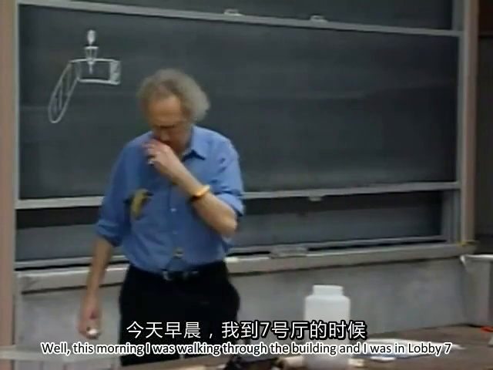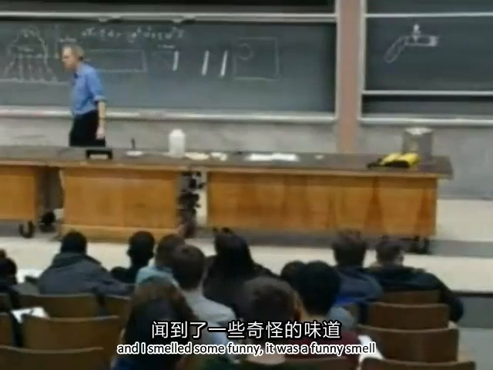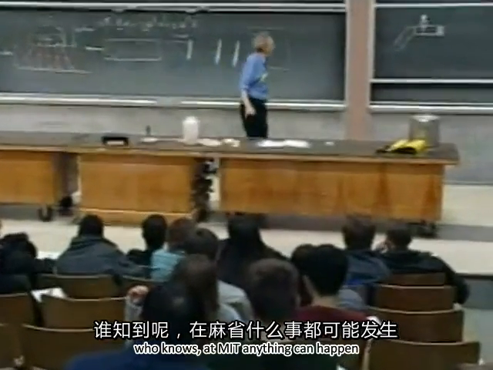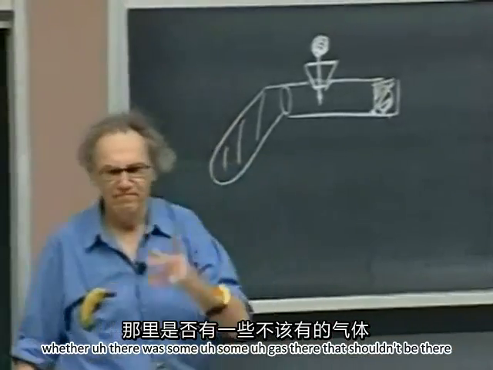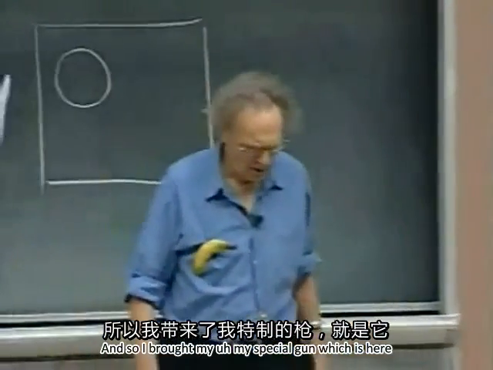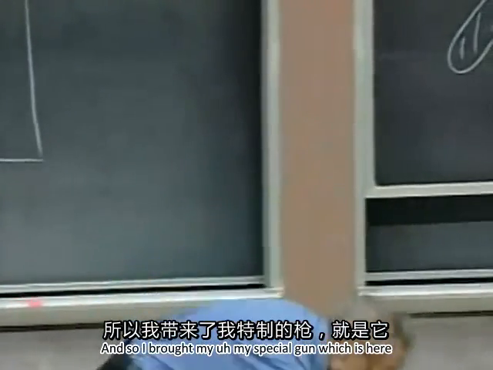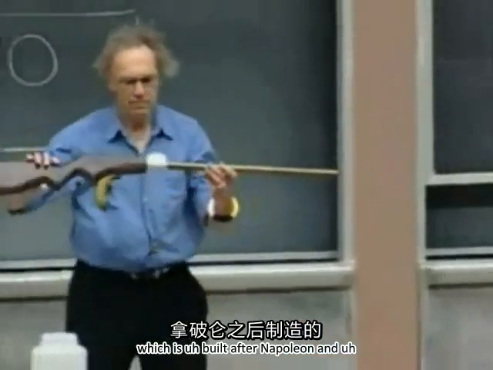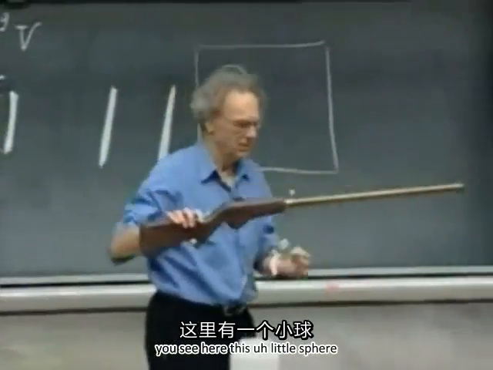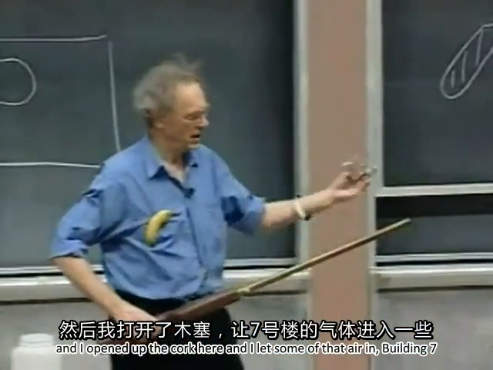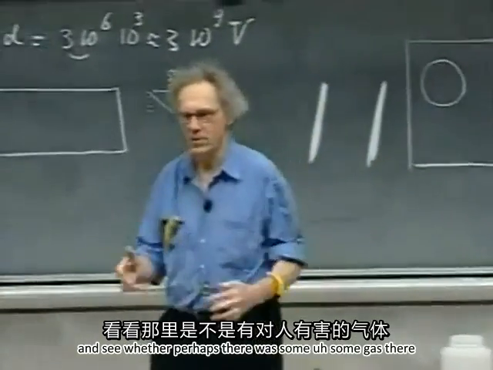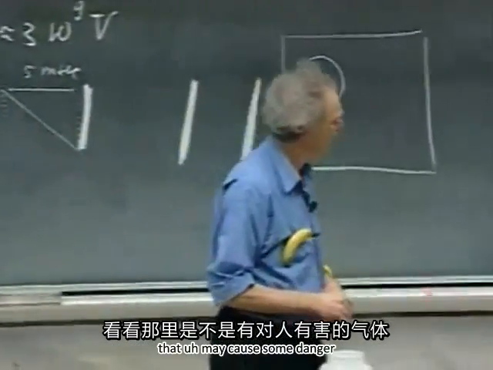Well, this morning I was walking through the building. I was in Lobby 7, and I smelled a funny smell. I was just wondering whether perhaps, who knows, at MIT anything can happen, there was some gas there that shouldn't be there. And so I brought my special gun, which is here, which is built after Napoleon. And you see here this little sphere. I opened up the cork here, and I let some of that air in, Building 7. And then I decided that you and I would do the test and see whether perhaps there was some gas there that may cause some danger.